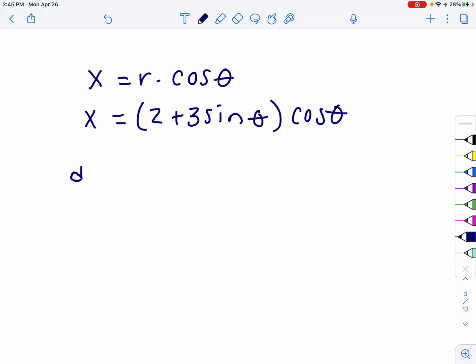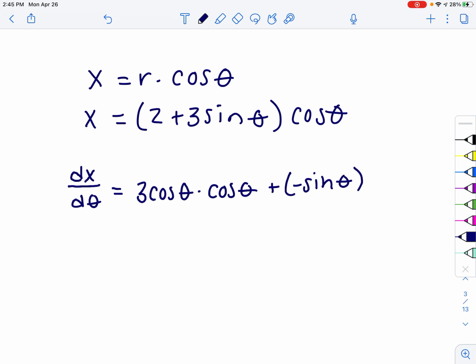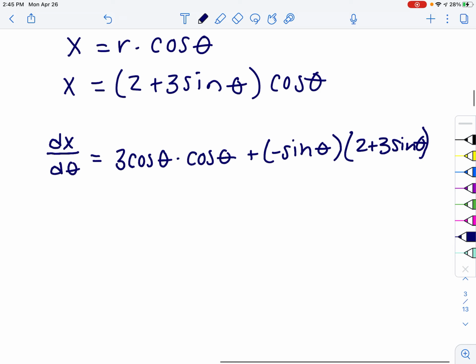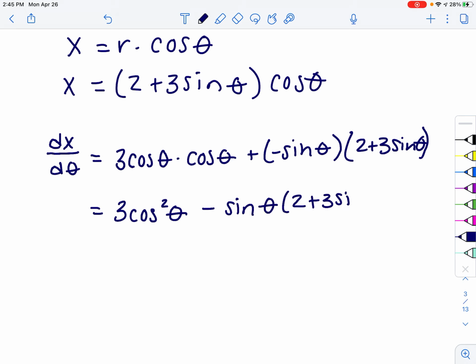And now we do the same for our x's. So dx d theta: the derivative of the first, 3 cosine of theta, times the second, plus the derivative of the second times the first. There's nothing easy that I can factor out, so I'm just going to make it a little nicer looking: 3 cosine squared minus sine of theta times 2 plus 3 sine of theta. You could also distribute through if you wanted to.